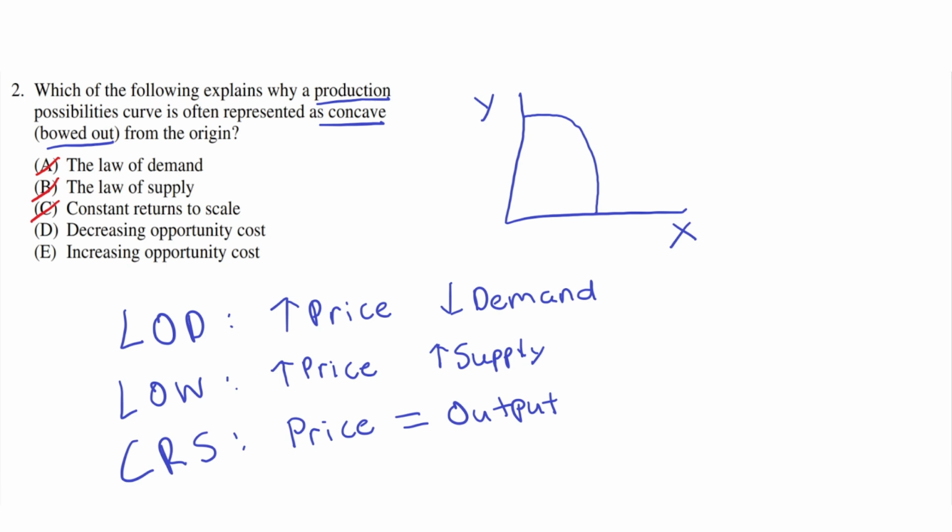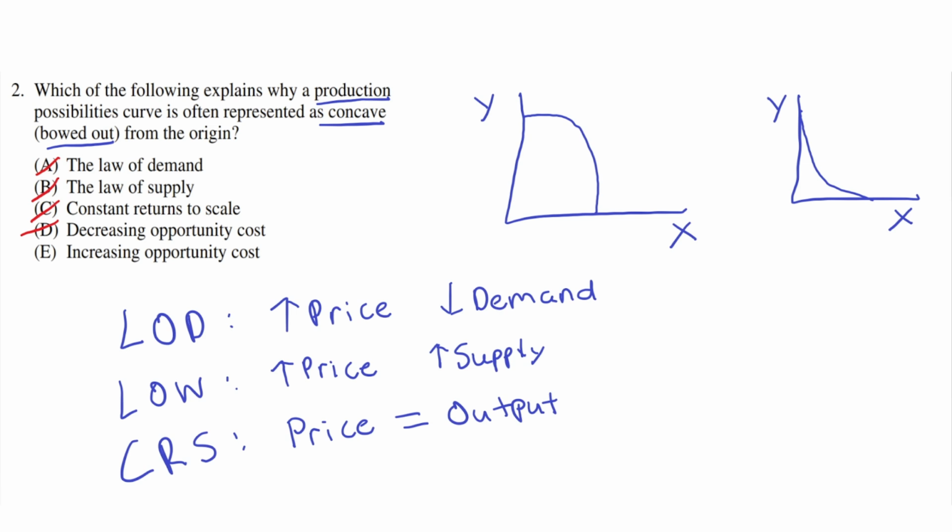D, decreasing opportunity cost. So this is incorrect because decreasing opportunity cost would mean that as you produce more of good x, it costs less of good y. So this graph would look like this, where it would start off here and then it would decrease, where this represents good y and this represents good x. And so as you produce more of good x, it costs less of good y. But this doesn't reflect a bowed out or concave out curve. So decreasing opportunity cost is also incorrect.